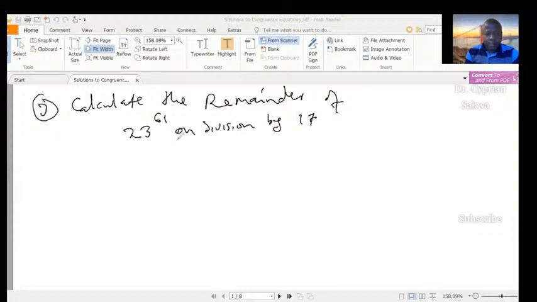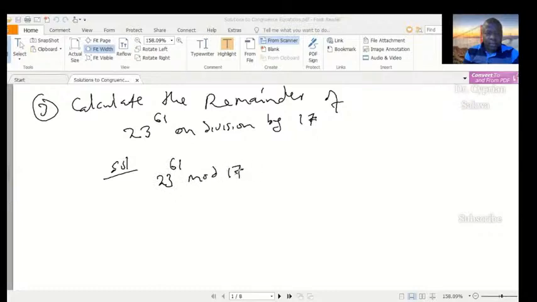Now here, when there is a power like this, I find it easier to either use Fermat's little theorem or use Euler theorem, depending on which one satisfies the conditions that we were given in the beginning. So in fact, what this question is saying is: find 23 raised to 61 mod 17.